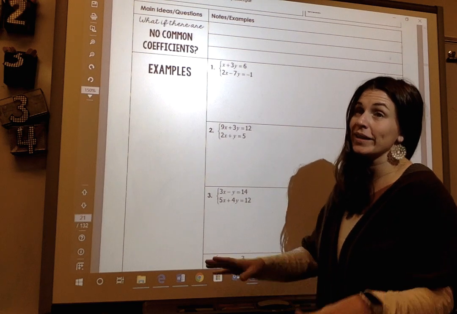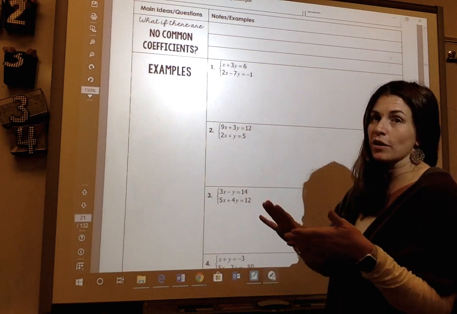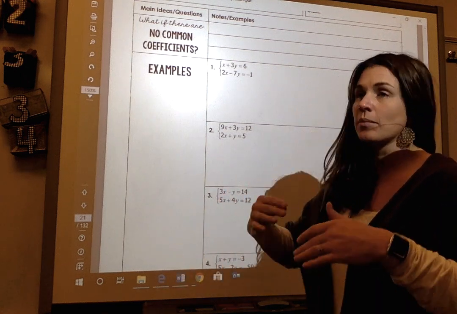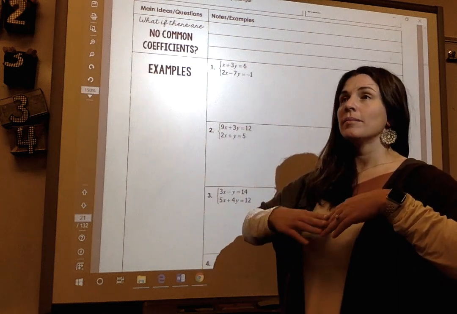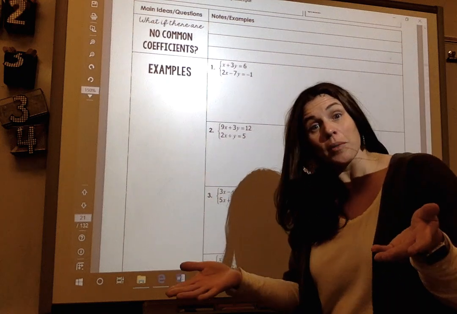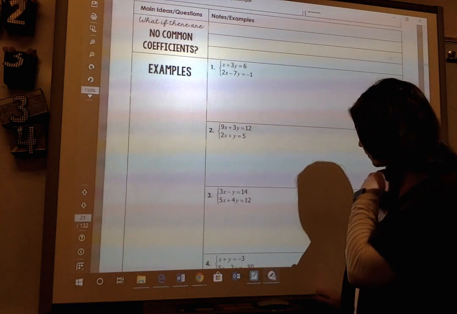All right, day 2, or the next step in elimination, on the right side of your journal, is what happens if there's no common coefficient. So last time, when we canceled them out, a y and a negative y canceled out, because those were common coefficients. But what happens if there are no common coefficients?